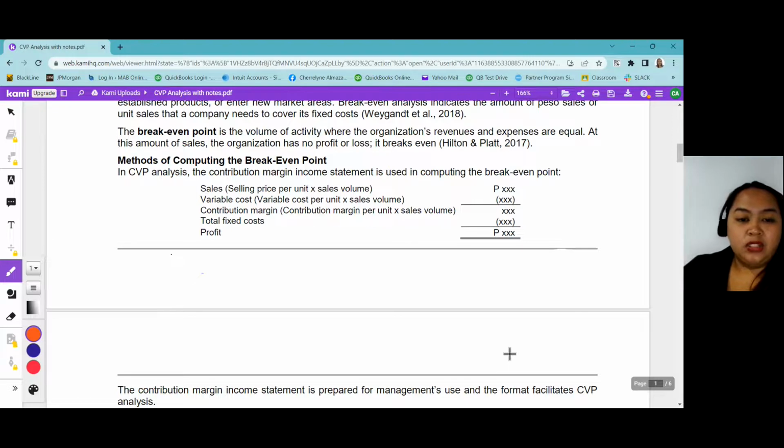You have to take note that at break-even point, profit should be zero. Is at zero. Ibig sabihin, ito yung minimum na volume na kailangan nating mabenta para ma-cover yung ating fixed cost.